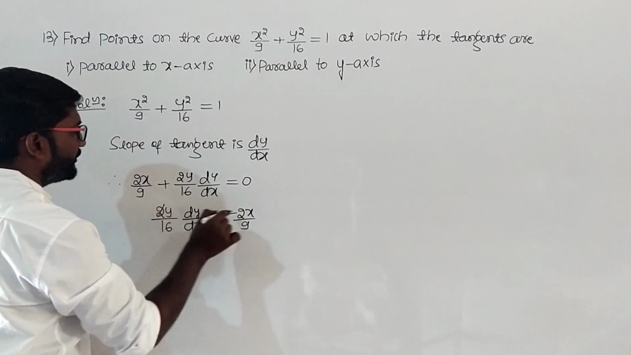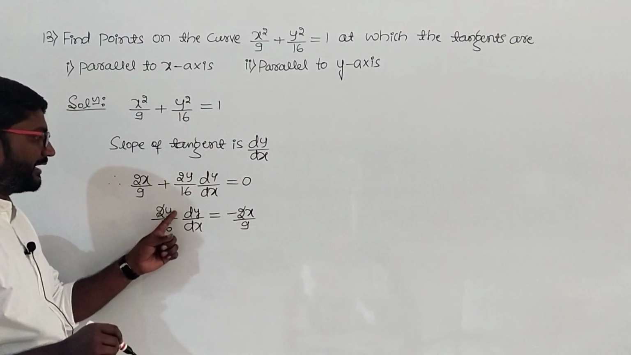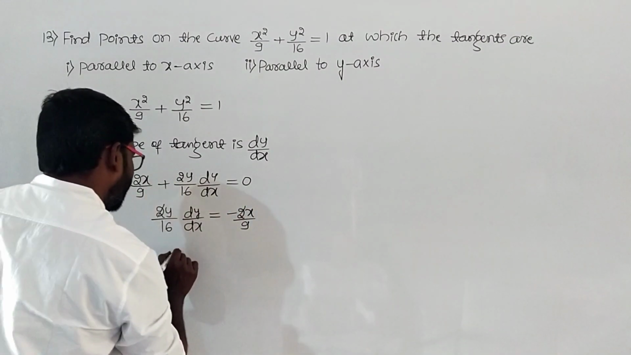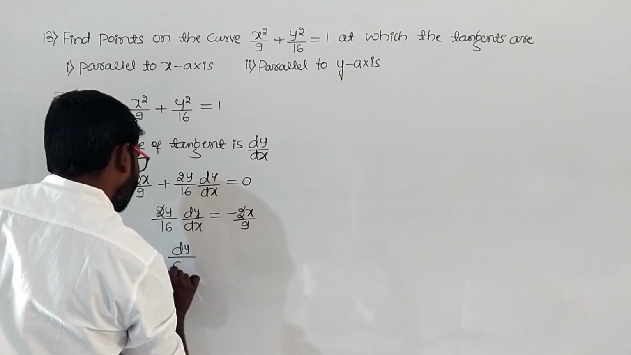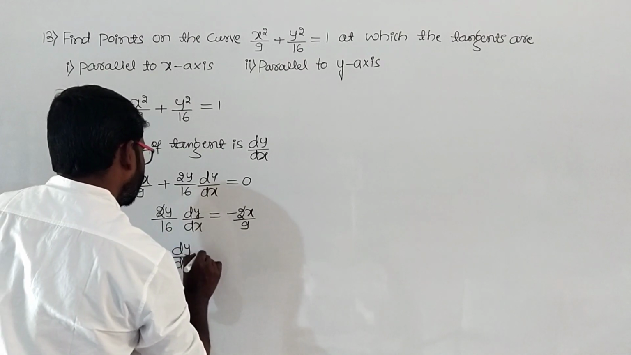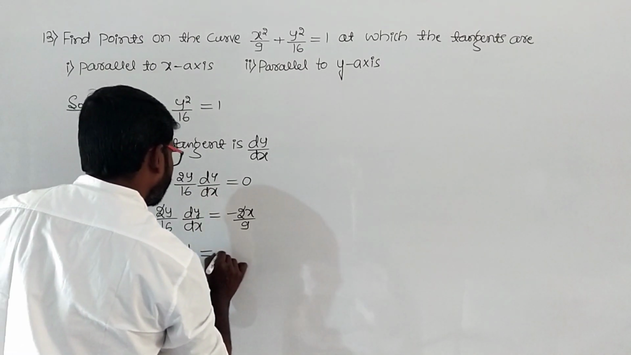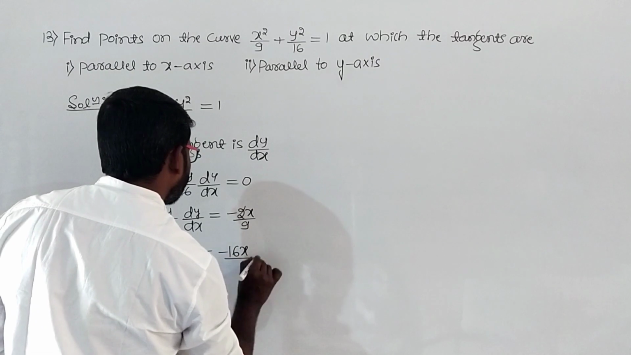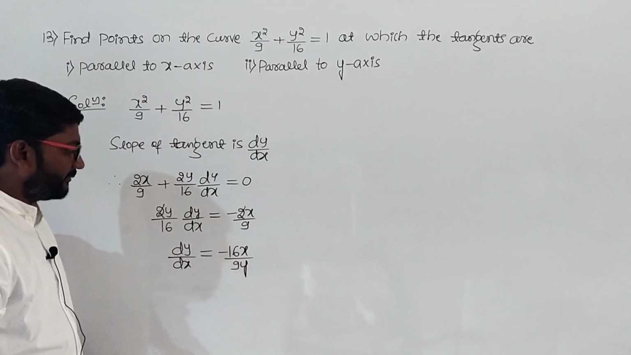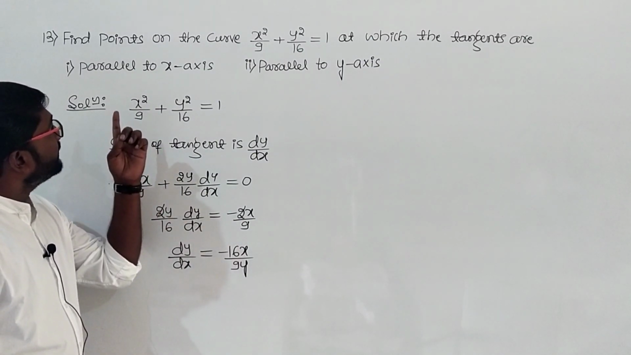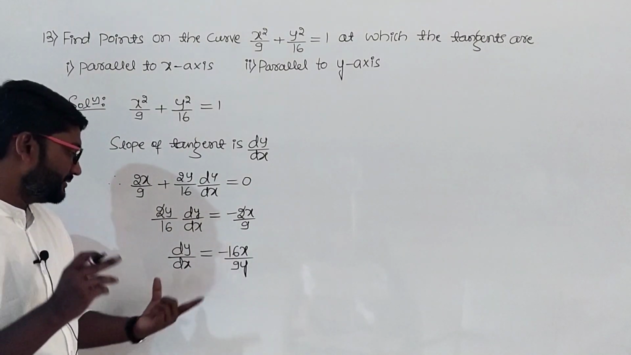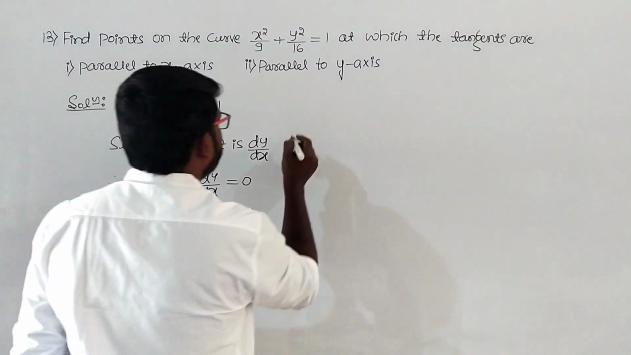So here 2 gets cancelled, and take 16 by y to the right hand side. 16 goes to the numerator and y goes to the denominator. So dy by dx is equal to minus 16x divided by 9y. And he says the tangent is parallel to the x-axis. That means it has to be 0. So here I will be going for the first case.